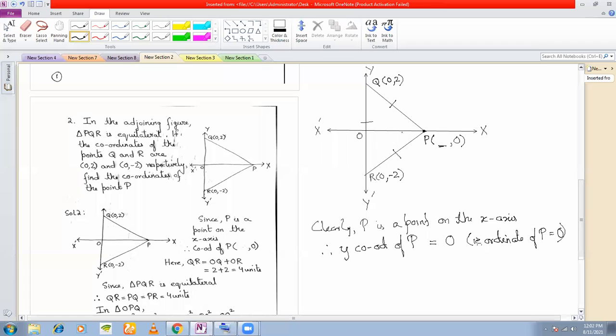What is the x coordinate? In order to reach P, what is the distance that you have to travel starting from the origin? In the positive direction of x, you are traveling the distance OP, right? So the coordinate of P is this distance OP, x coordinate is the distance OP and y coordinate is 0. Am I right? Yes, sir. Okay. Now we need to find out this distance OP.